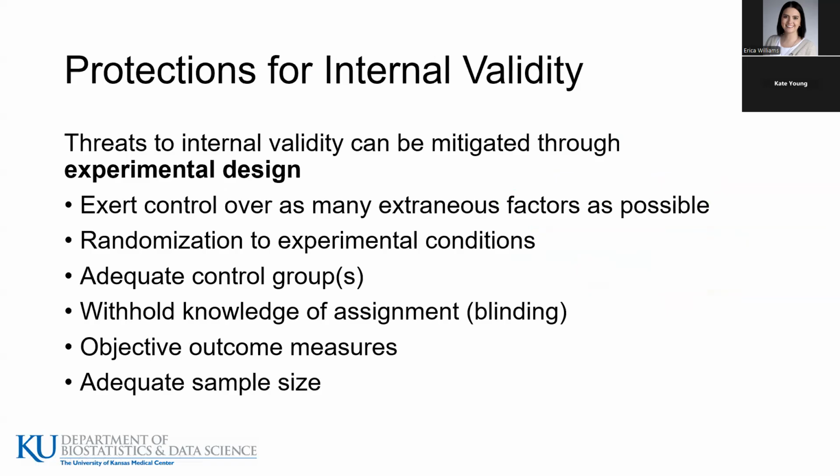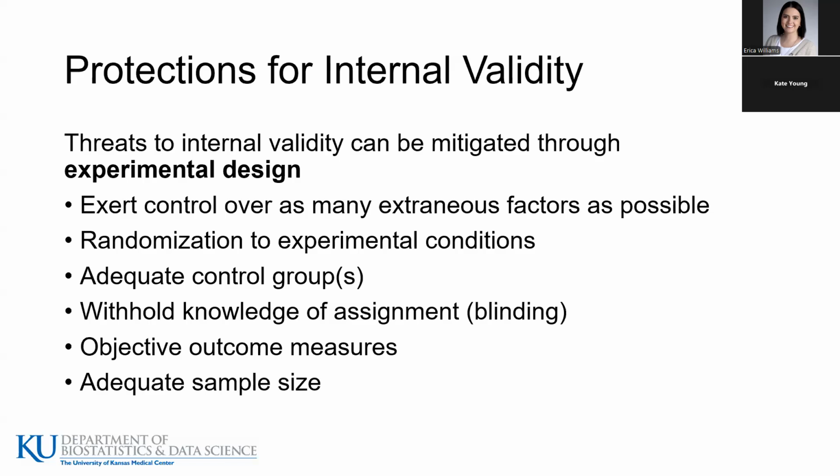So going back to experimental design, many of these threats to internal validity can be mitigated through experimental design. And we do this by trying to exert control over as many extraneous factors as possible. So what I mean by extraneous factors are any factors, other than the intervention of interest, that can influence the outcome. We can control for these extraneous factors in many different ways, either by controlling the exclusion criteria, or adjusting for some of those factors in our analysis.